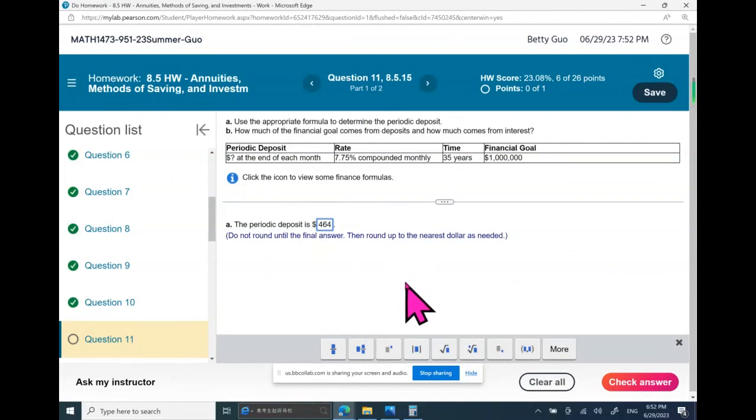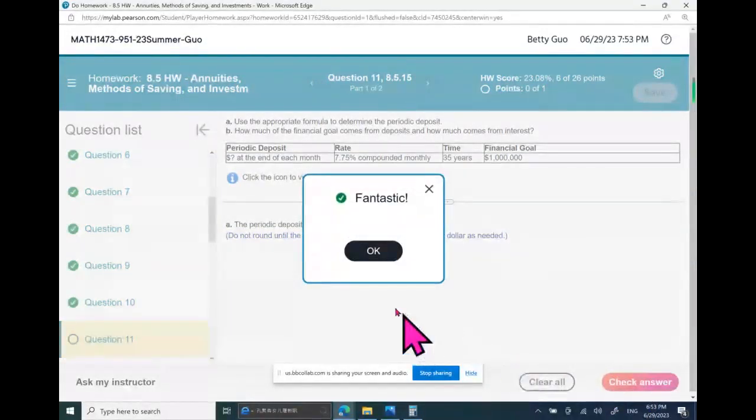464. I cannot stress this more, because I have been seeing students mess up the question in the test only because of the rounding. They just ignore the information in the parentheses. I don't understand.